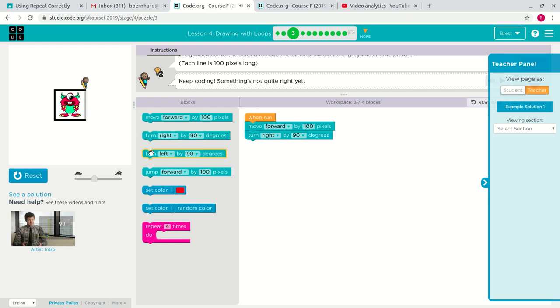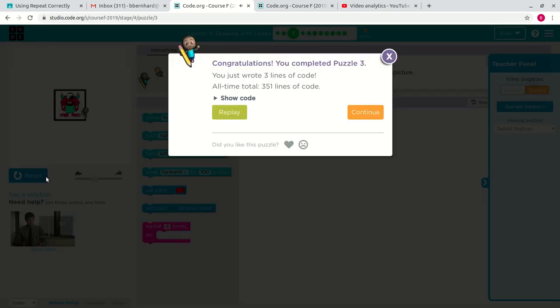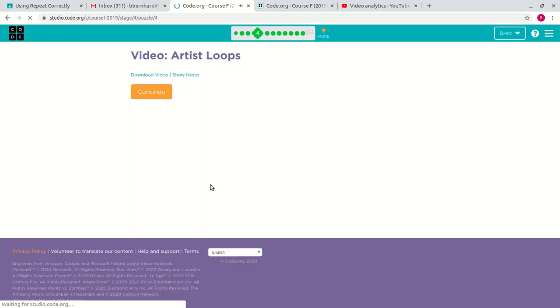See how I'm doing this step by step? This is really key to being successful here. Don't try to do it all at once. Do it step by step, because if you do something wrong, you'll notice it right away. If you're trying to do it all at once, you might not notice what you did wrong. So now that I've turned right, I'm going to move forward another 100 pixels. And there we have it. Continue.